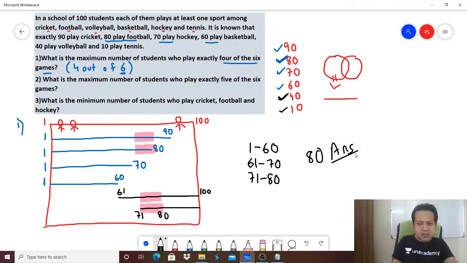Did you get it? So the point here is you can easily replace the circles in a Venn diagram with straight lines. You need to draw the lines in such a way that many lines will overlap. Like in the first question, they said 4 of the 6 games, maximum 4 of the 6. So draw lines in such a way that 4 lines overlap out of the 6. Do you get the point?